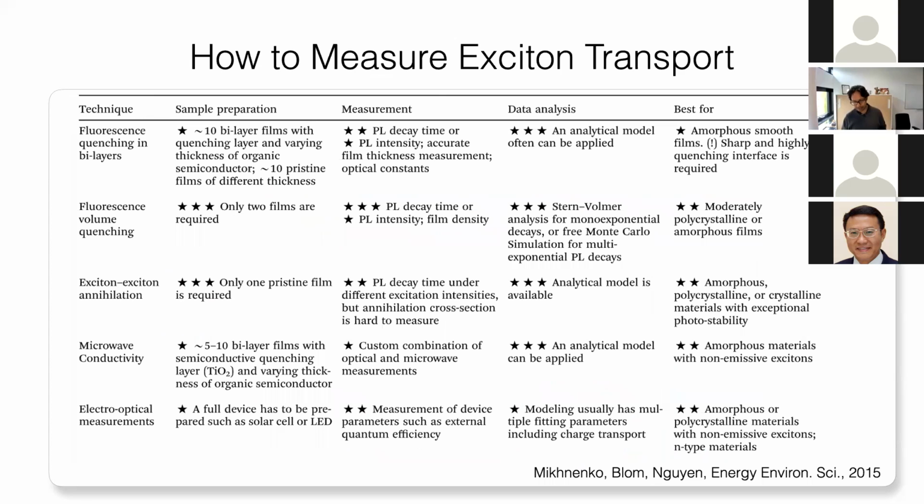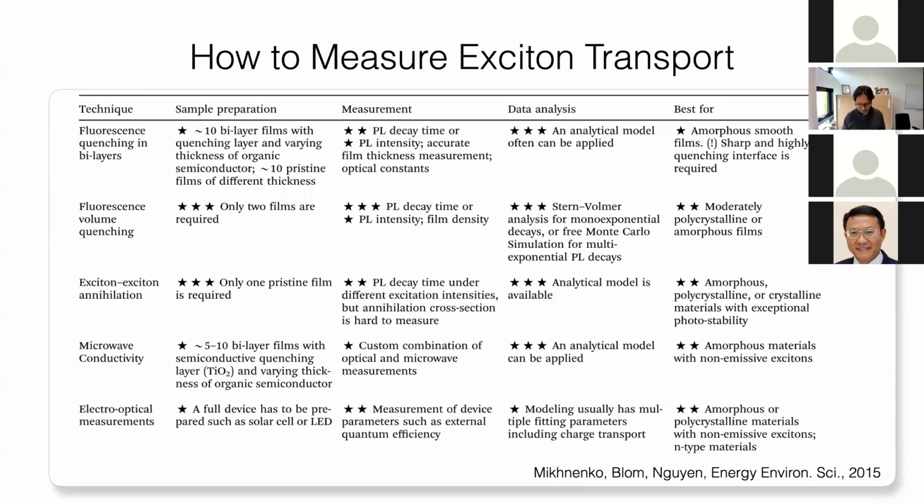This is a table I've taken out of this, again, very nice review from Paul Blom. It gives some of the standard ways to measure exciton transport. Traditionally, this is mainly done with quenching or annihilation-based measurements. That is, you look at the lifetime of the exciton, and then you put a quenching layer in the film and look at the change in lifetime, or you create lots of excitons that annihilate with each other, and you look at the quenching dynamics and the change in photoluminescence lifetimes.